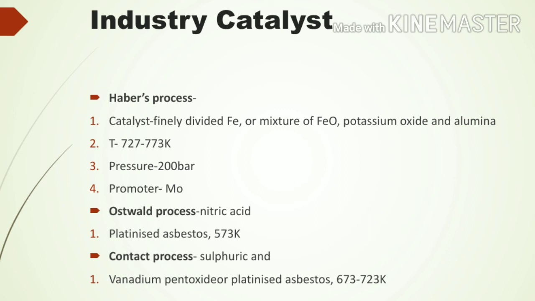Next, the contact process. What is the contact process? It is the manufacture of sulfuric acid. Here the temperature range is 673 to 723 Kelvin, and the catalyst used is vanadium pentoxide or platinized asbestos. These are the three important industrial preparations: Haber process for ammonia, Ostwald process for nitric acid, and contact process for sulfuric acid. They are of great industrial importance, and we discussed the catalyst, temperature range and pressure.